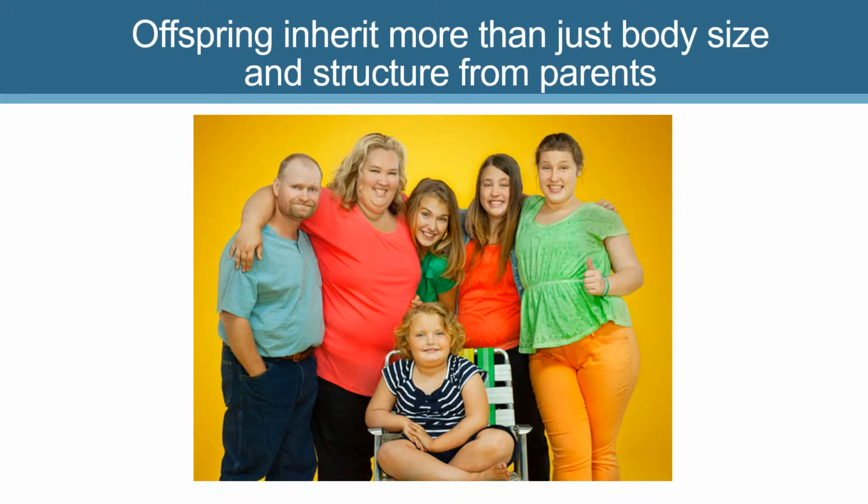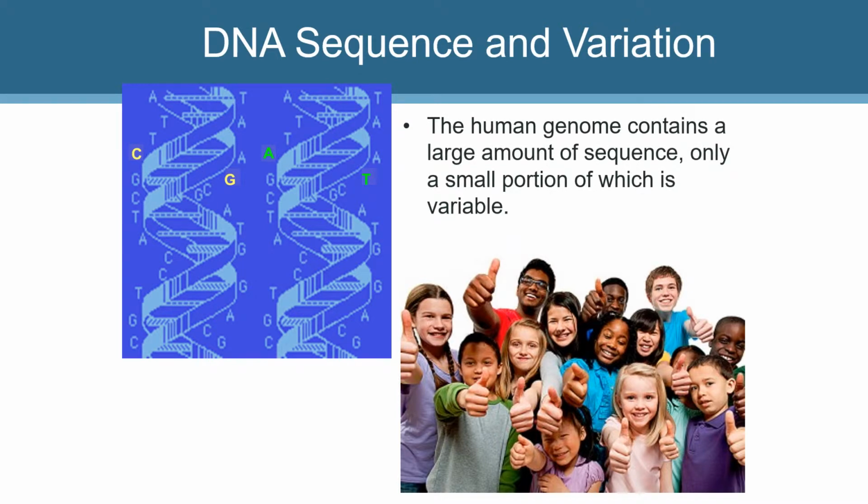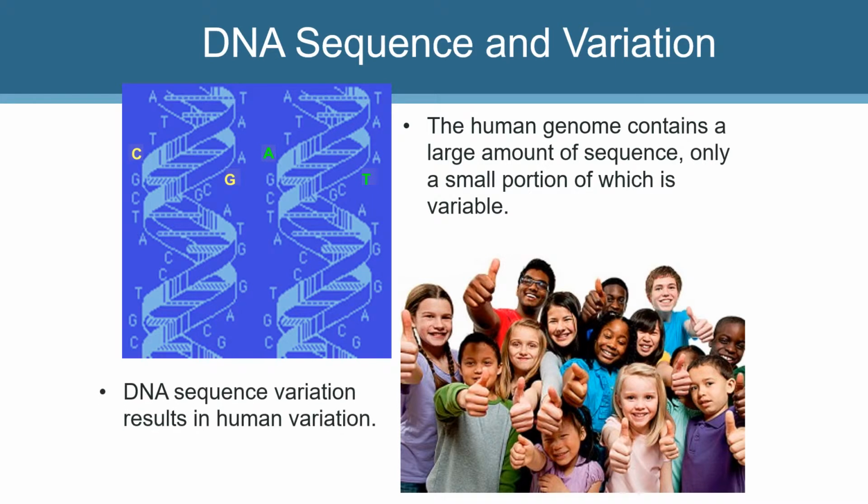Family members share many things. In this case, family members may share eating habits and the propensity to wear bright clothing, but which may be influenced by genes. The human genome contains a large amount of sequence, only a small portion of which is variable. DNA sequence variation results in human variation.